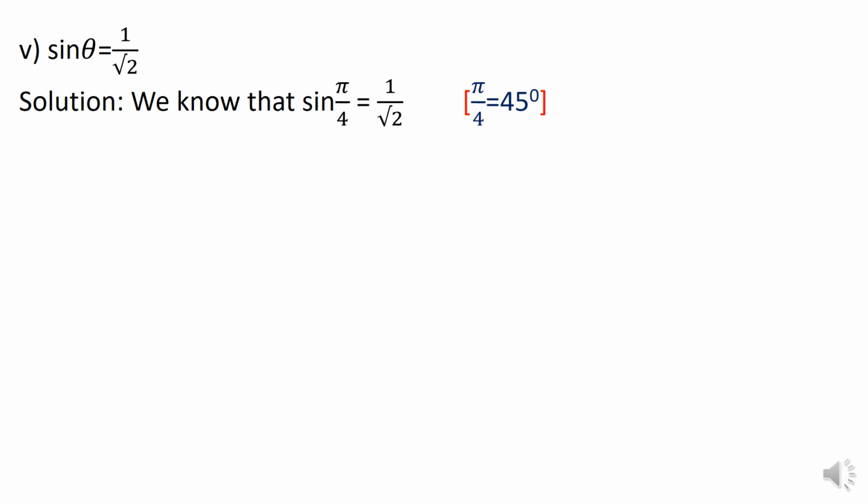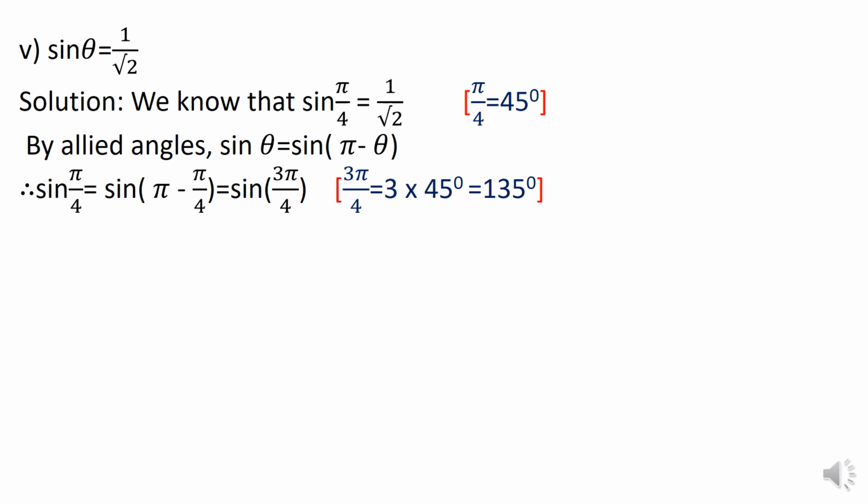If you have understood this far, then the next sum should also be easy for you, where we have sine theta is equal to 1 upon root 2. We know that sine 45 is 1 upon root 2. Thus sine pi by 4 is 1 upon root 2. By allied angles, sine theta and sine pi minus theta are equal. You can guess it from our standard unit circle. Therefore, substituting theta as pi by 4, we have sine pi by 4 is equal to sine pi minus pi by 4, which is 3 pi by 4.